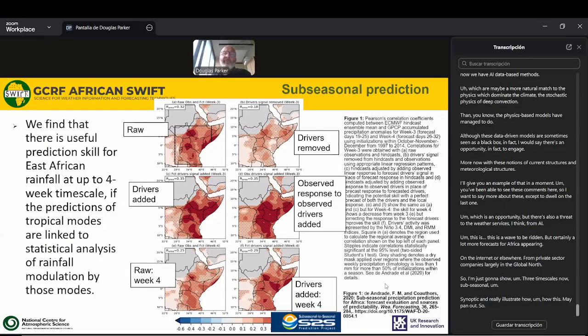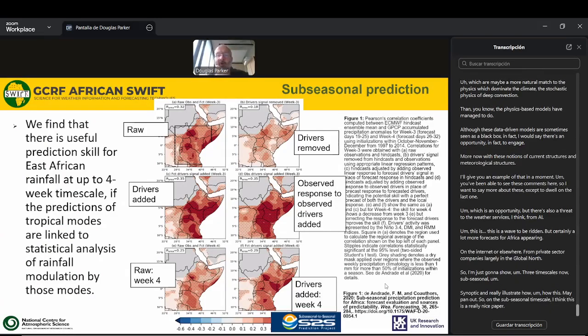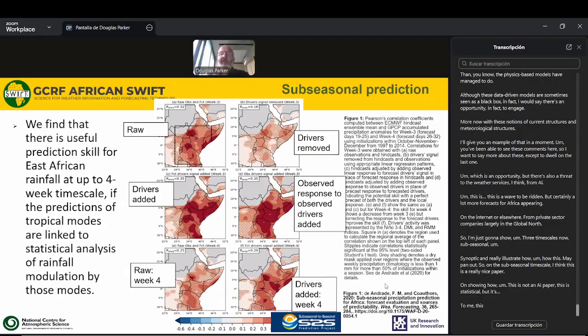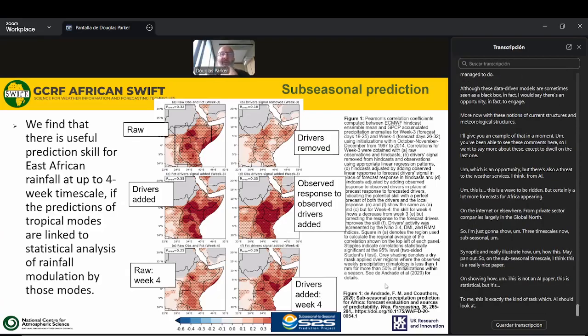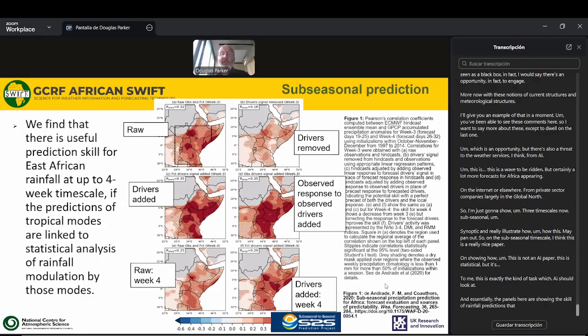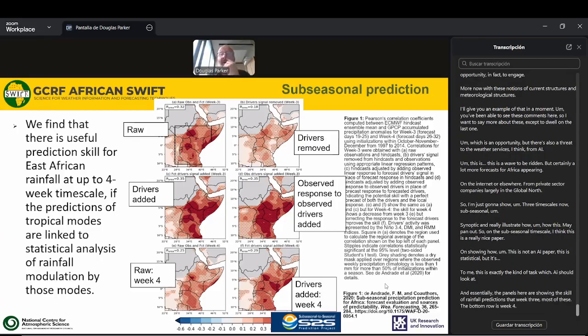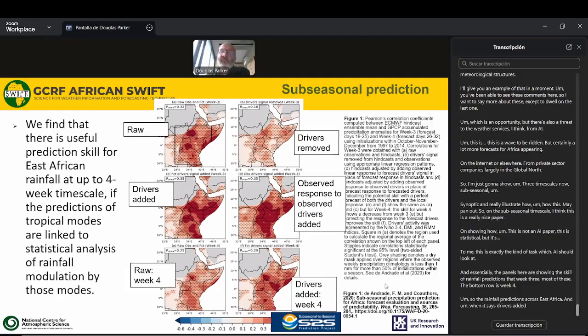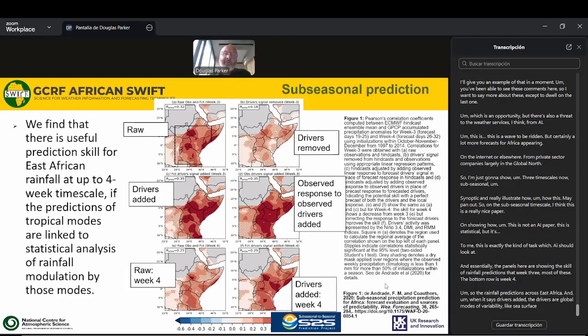So on the subseasonal timescale, I think this is a really nice paper showing how, and this is not an AI paper, this is statistical, but to me, this is exactly the kind of task which AI should look at. Essentially, the panels here are showing the skill of rainfall predictions at week 3, most of these. The bottom row is week 4. So the rainfall predictions across East Africa. And when it says drivers added, the drivers are global modes of variability, like sea surface temperature patterns.